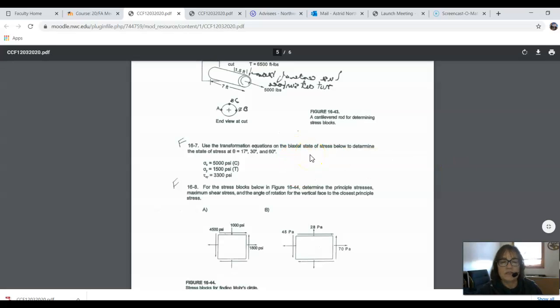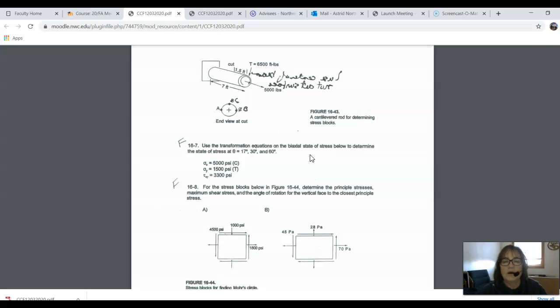Problem 16.7 says use the transformation equations on the biaxial state of stress below to determine the state of stress at theta equals 17 degrees, 30 degrees, and 60 degrees. They tell you that the normal stress, sigma in the x direction, is 5,000 psi in compression, which is a negative 5,000. Sigma in the y direction is 1,500 in tension, which is positive, and tau xy is 3,300, which is positive or negative depending on how you define positive or negative.